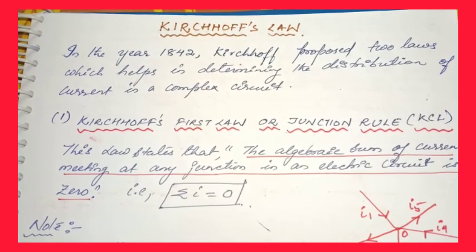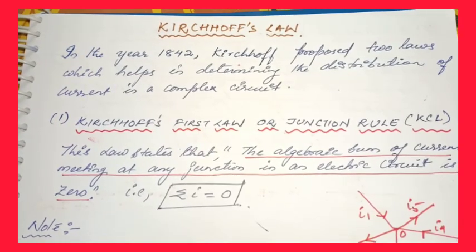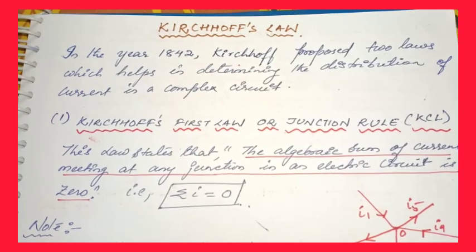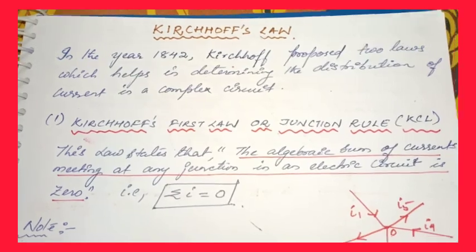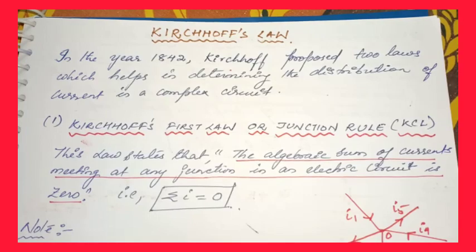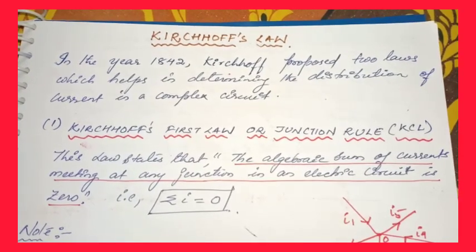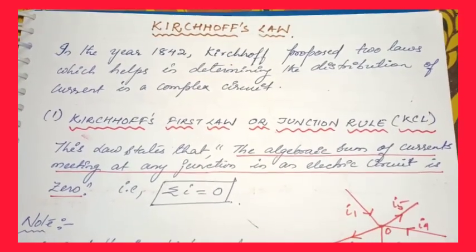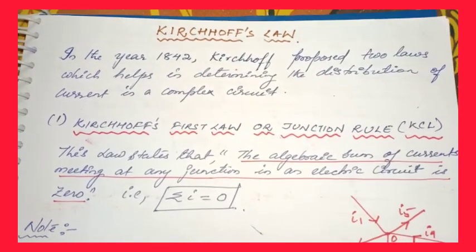So Kirchhoff's law in electricity was proposed by Gustav Robert Kirchhoff, a German physicist. He proposed this law in the year 1842. He was a student when he proposed this law, and till date we are using Kirchhoff's law in determining many distributions of current in complex circuits. Even now in electrical engineering, the most fundamental law that is followed is Kirchhoff's law in electricity.